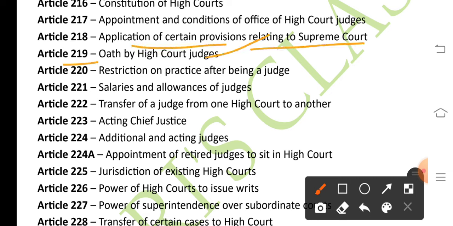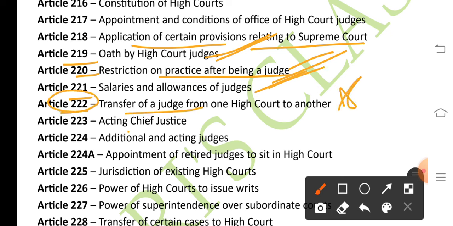219, oath by High Court judges. 220, restriction on practice after being a judge. 221, salaries and allowances of judges. 222, this is a very important article, that is it talks about the transfer of a judge from one High Court to another. So under Article 222, we have these transfer conditions and all.